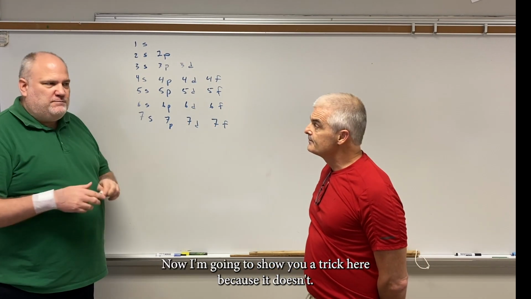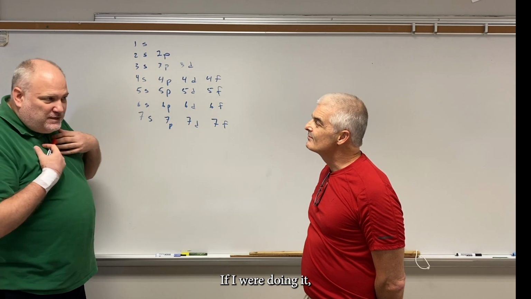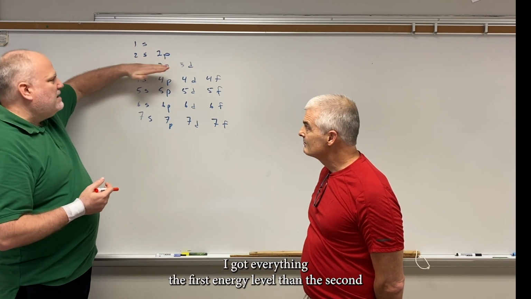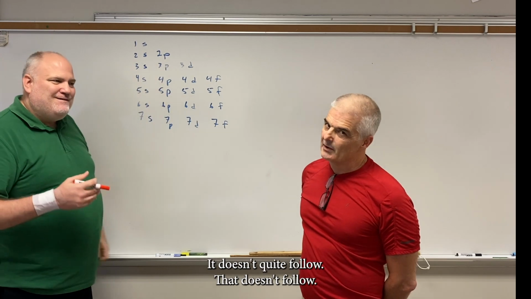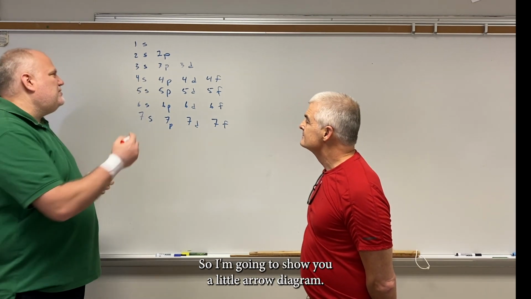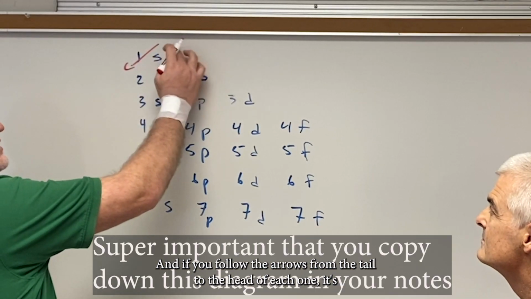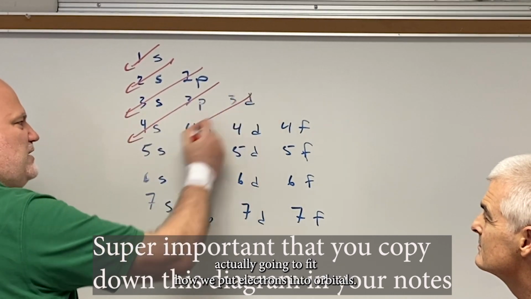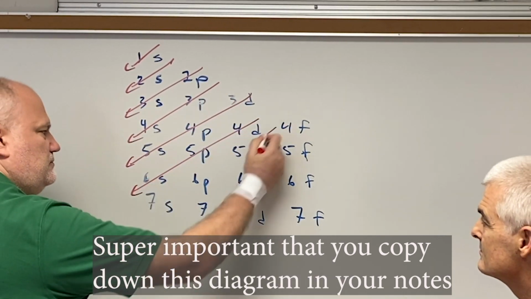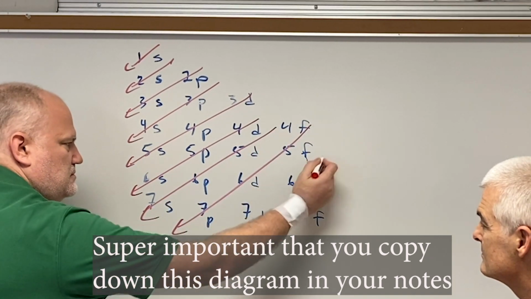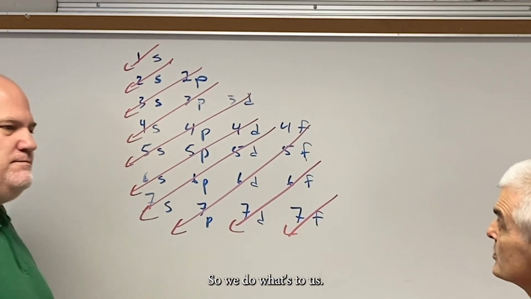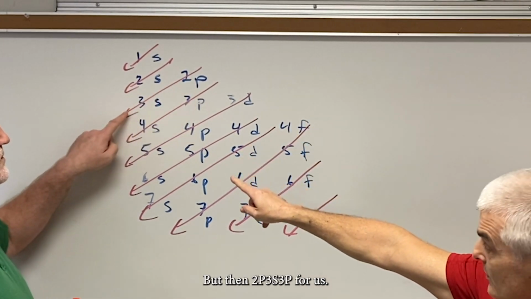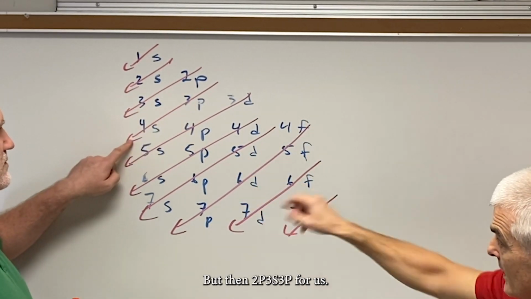Now I'm going to show you a trick here, because if I were the one who made up the atom, I'd go everything in the first energy level, then the second, then the third, then the fourth, and the fifth, and the sixth. But it doesn't quite follow that pattern. So I'm going to show you a little arrow diagram, and if you follow the arrows from the tail to the head of each one, it's actually going to fit how we put electrons into orbitals. So we do 1s, 2s, but then 2p, 3s, 3p, 4s.